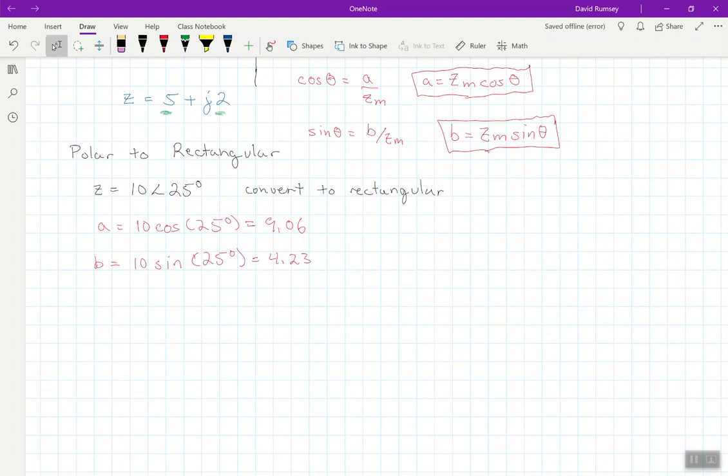And so now I can write my rectangular form of this, because you want to write your final answer down. The rectangular form is 9.06 plus j 4.23. So as long as we have these formulas, converting from polar to rectangular is actually quite easy. It's not difficult to do at all.